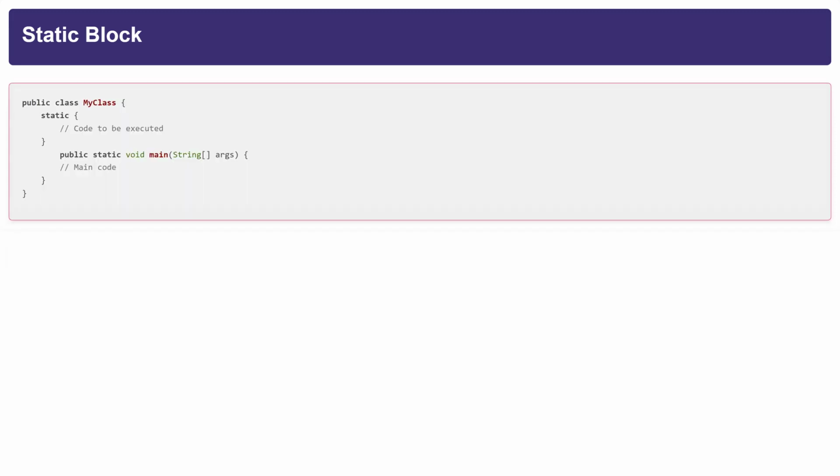In the above code snippet, we have a class named myClass. Inside the class, we have a static block declared using the static keyword followed by a block of code enclosed in curly braces. This static block will be executed when the class is loaded into memory. The main method is also present in the class, which is the entry point of the program.